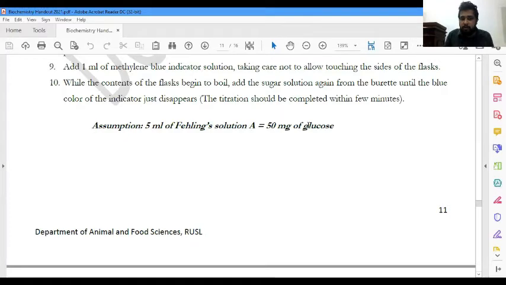Okay, don't ask me why we use the conversion factor. This is found by doing a series of experiments and come up with this conversion factor. Okay, this has not been done by me, but by the founders of this biochemical experiment. Excuse me, sir. Yes.